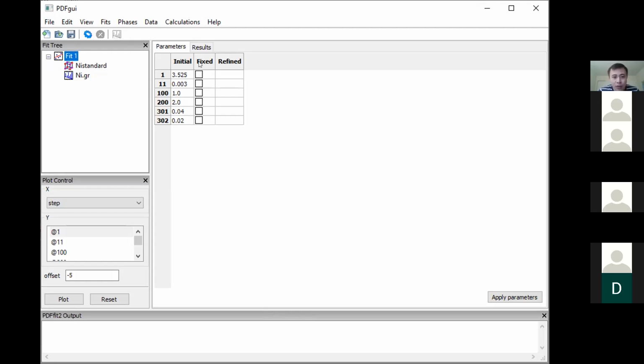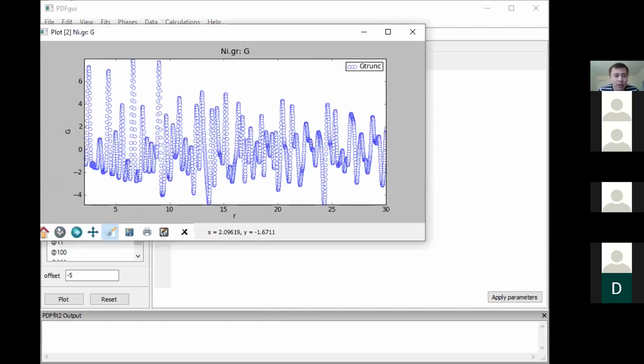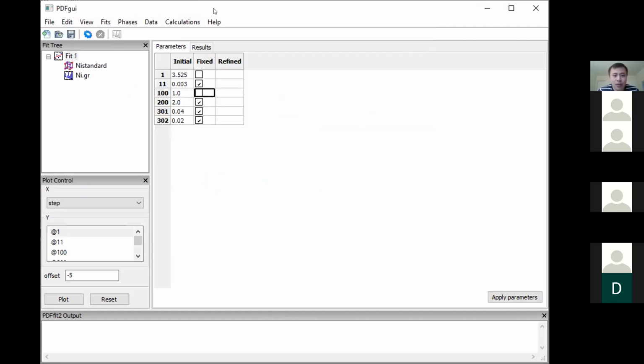Okay, we start by having everything fixed. As I mentioned, we want to start with nicely behaving parameters, which is this one and this one. I'm sorry, should be this one and the scale. Yeah, the lattice parameter and the scale factor, they are well-behaved parameters. We'll start with them. And we're back to the full range, and we can start the fitting.